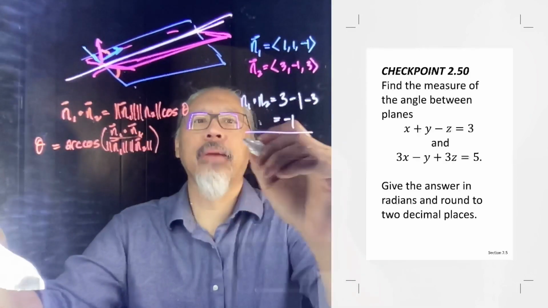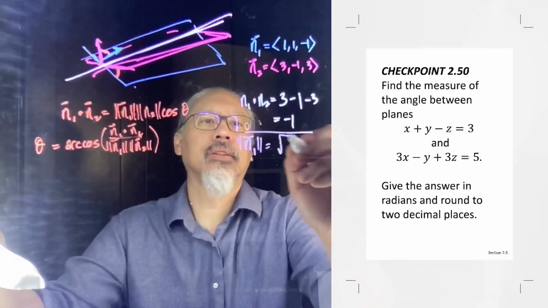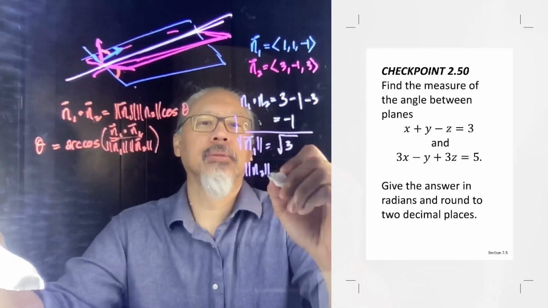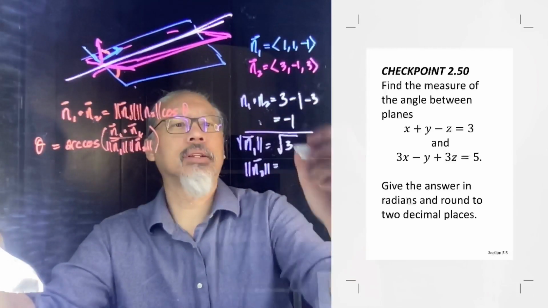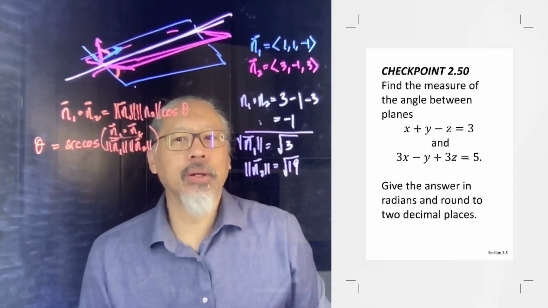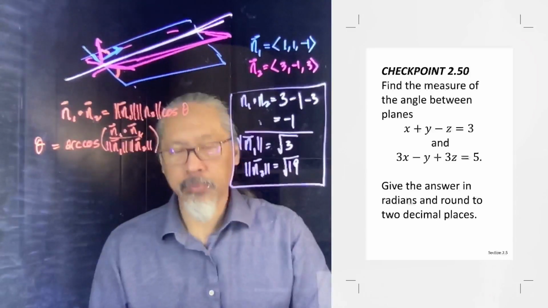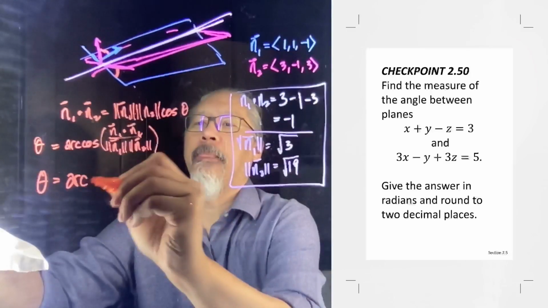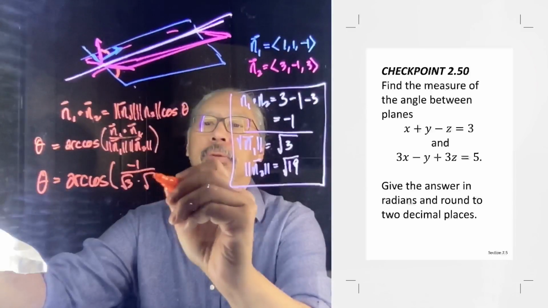All right, so that's one part. The others are just the magnitudes of each of those vectors. Let's find the magnitude of n1. That's the square root of 1 plus 1 plus 1. And the magnitude of n2 is the square root of 9 plus 1 is 10 plus another 9 is 19. So we have the information we need to put into the arc cosine function: arc cosine of negative 1 divided by root 3 times root 19.